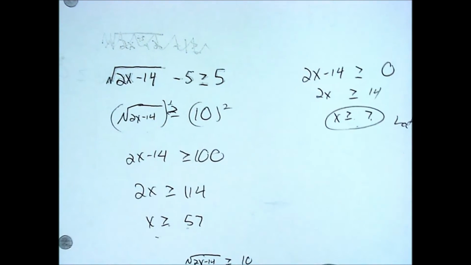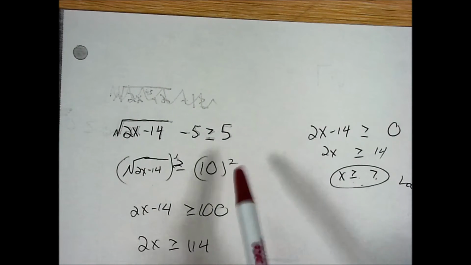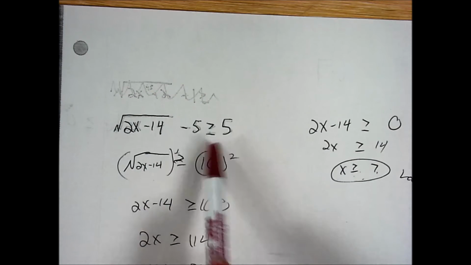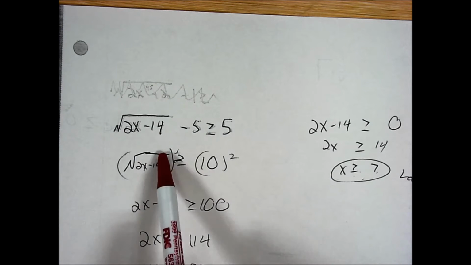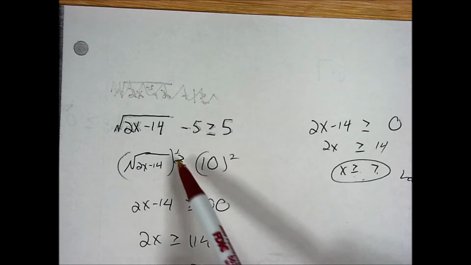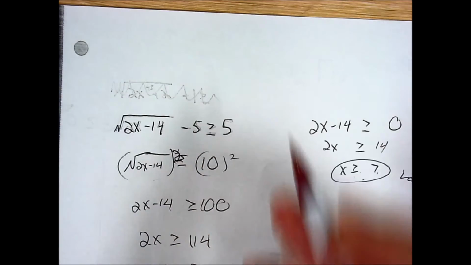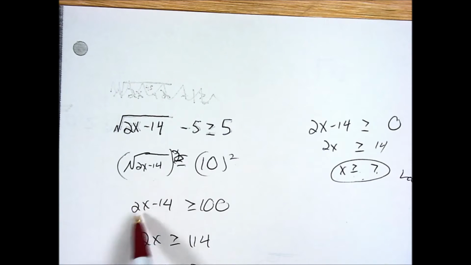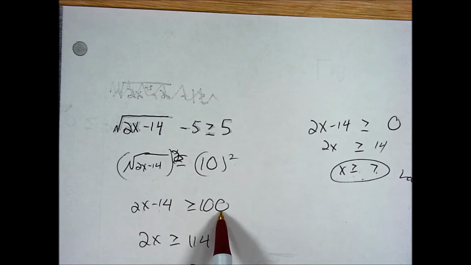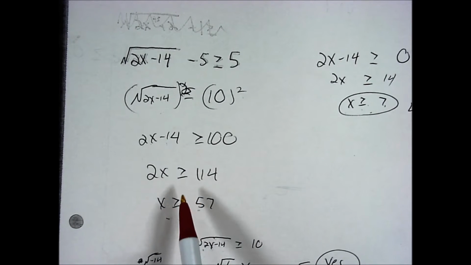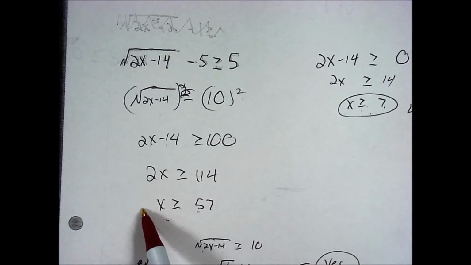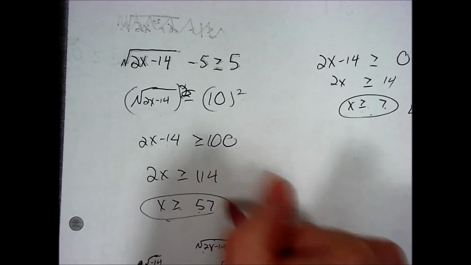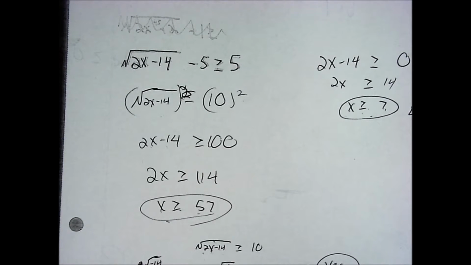And welcome back. Hopefully you got the right answer here. Let's take a look. Okay, so I'm going to get the root by itself. We're going to add the 5 over. It's going to be 10. Then to get rid of the root, I'm going to square both sides. Now I have 2x minus 14 greater than or equal to 100. We're going to add the 14 over. 114 divided by 2. My inequality: x needs to be greater than or equal to 57.